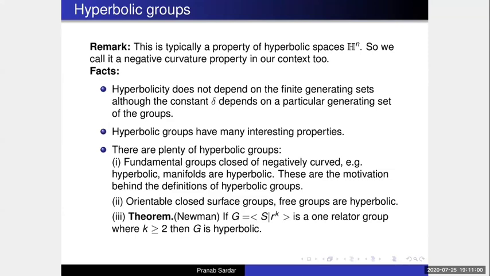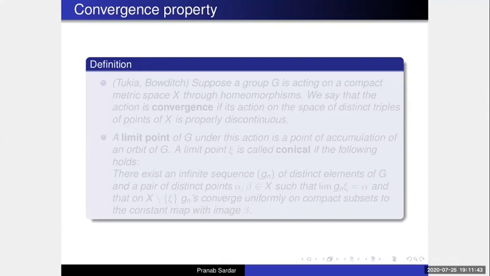And another kind of example comes from what is called the Newman spelling theorem. He proves that suppose S is the generating set and R is just a word in the free group on S, and then you take the one-relator group ⟨S | R^k⟩, where k is at least 2. These kinds of one-relator groups are always hyperbolic. So there are plenty of hyperbolic groups. In fact, there is a theorem of Olshanskii which says that almost every finitely presented group is hyperbolic in some statistical sense. If you Google for it, you will easily find the reference. So next, I am going to give you another characterization of hyperbolicity, because I am going to use it next.